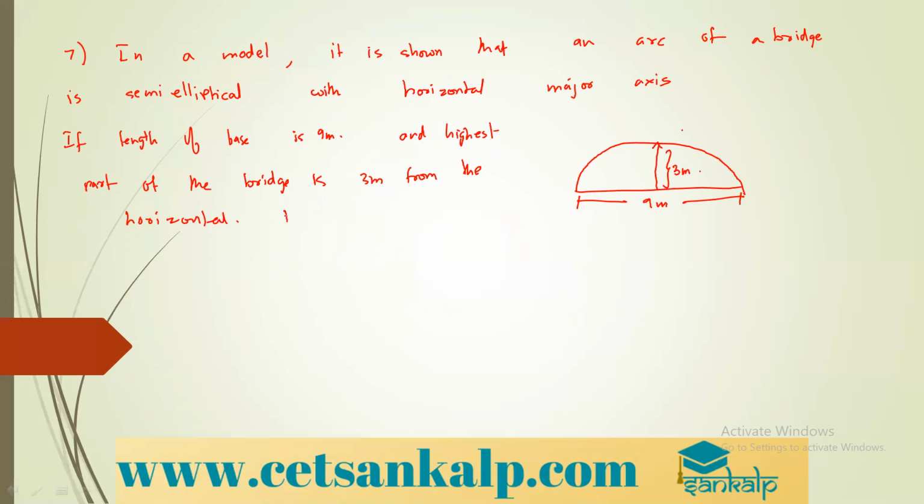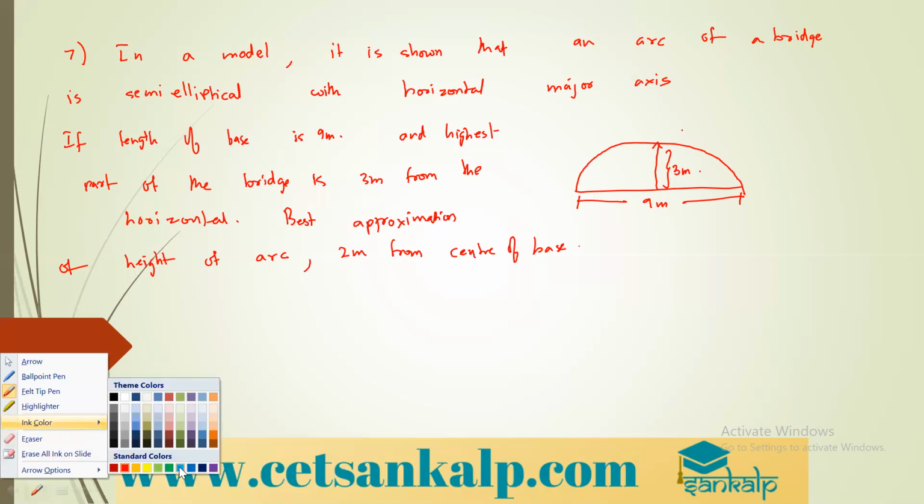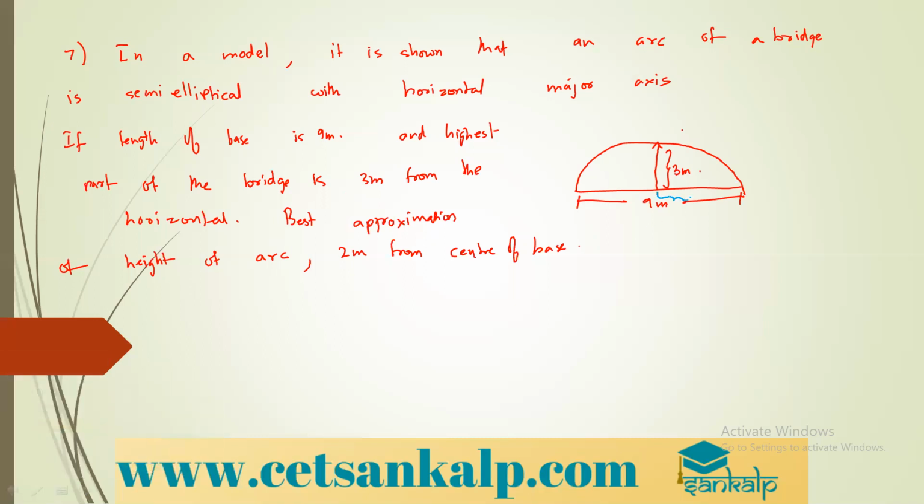From the horizontal. So you have to find the best approximation of the height of the arc 2 meters from the center of the base. So what they're asking in the question is 2 meters away from the center of the base. You are measuring the height of the arc, H. This is what you have to find.